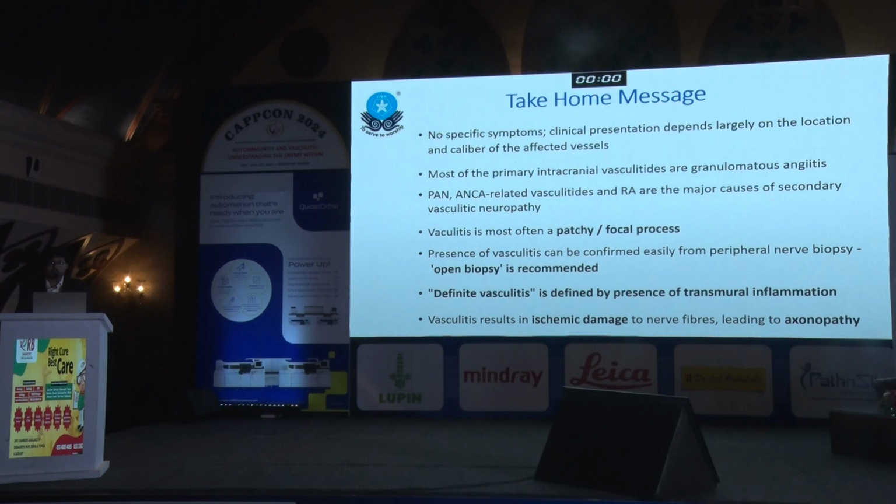It is most often a patchy or focal process. Though there is limited scope for brain biopsy for vasculitis, it can be confirmed easily using peripheral nerve biopsy, and open biopsy is recommended. Definite vasculitis is defined by the presence of transmural inflammation, and vasculitis results in ischemic damage to nerve fibers, leading to axonopathy. Thank you.